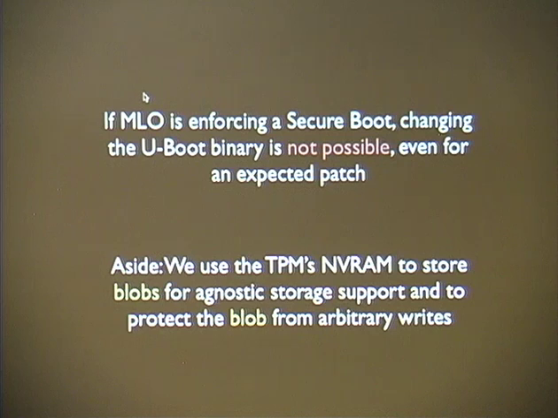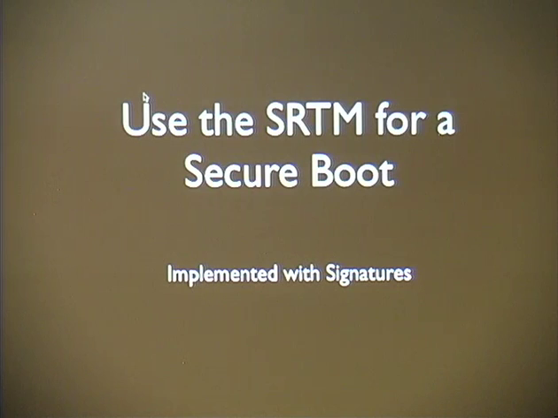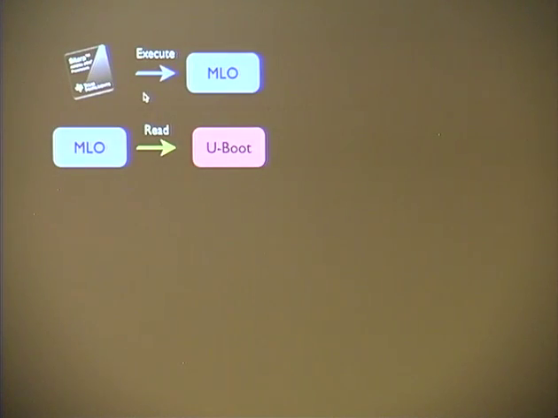This is a problem. And another aside, we use the TPM's NVRAM to enforce the protected storage of that blob, but also because it's an agnostic way for us to read and write, so we don't have to support file systems and all that kind of jazz. So, okay, let's do that again, right? Let's do a static root of trust measurement for a secure boot, but this time, instead of sealing and unsealing, let's use signatures. Right, let's see how much flexibility this gives us.